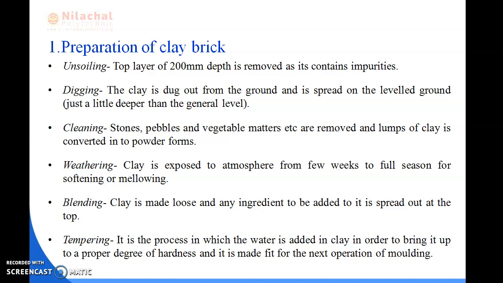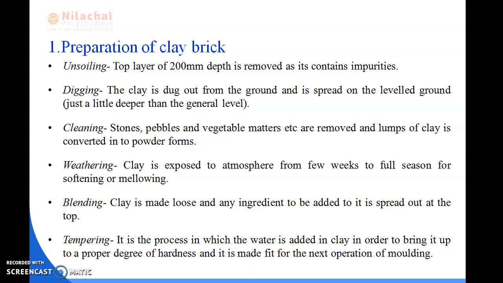Next is weathering. After cleaning is done, the clay is exposed to the atmosphere from a few weeks to a full season for softening or mellowing. After all the impurities have been removed or the clay has been converted into powder form, the clay is exposed to the atmosphere for some weeks. Why? Because to make the clay soft or mellow. Mellowing is also a type of softening.